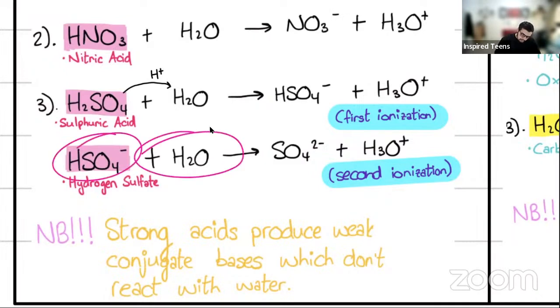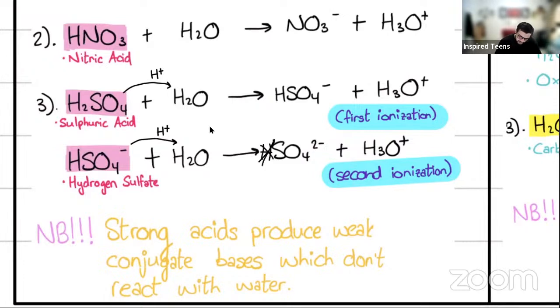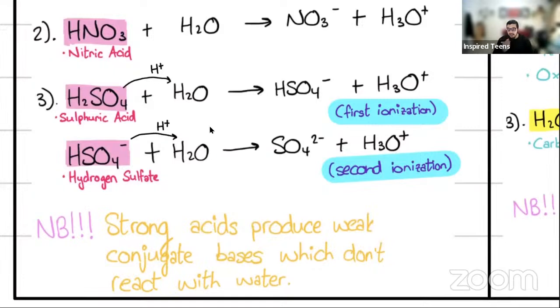HSO4 minus in water donates its H plus, and it becomes SO4. It lost that single hydrogen that it had. It becomes SO4 2 minus. Now you might ask why 2 minus? Because it was already 1 minus and it lost another positive ion. So that's why it becomes 2 minus. And then we form H3O plus again. So this is the double ionization reaction of H2SO4.